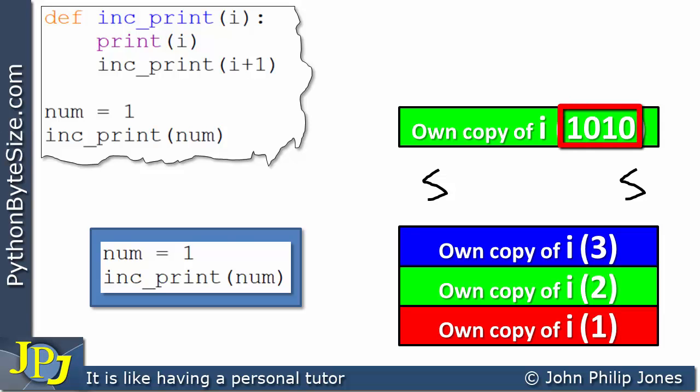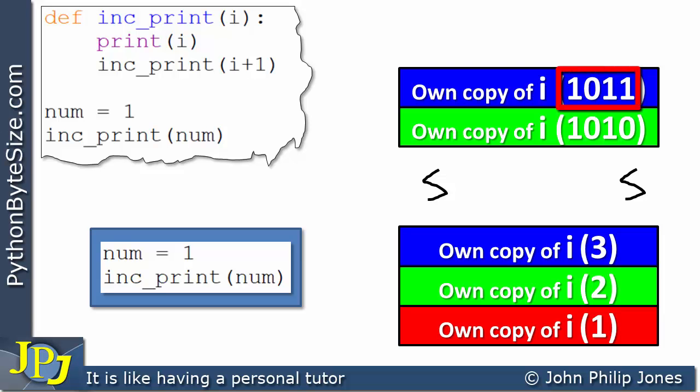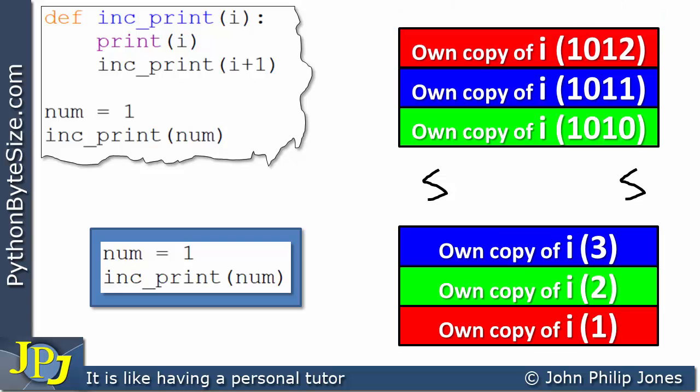And then, of course, this will recursively call the same function again, and it will now have its own copy of I, which is 1011. And within that function, there's a call to the same function, so it's a recursive call again, and this new execution of the function will have its own copy of I, which is 1012. Now, this new function will attempt to call itself, i.e. this function here, and will be passing in I plus 1, which will be 1013.